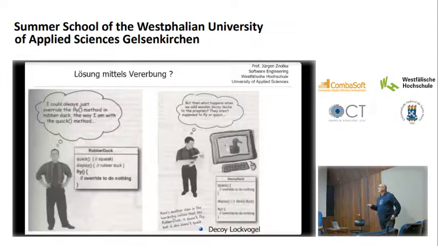We have to implement the decoy duck, and it cannot quack and cannot fly, so we have to change these methods. Is it really a good solution if we do it like this? No, it's not. I can tell you it's not.